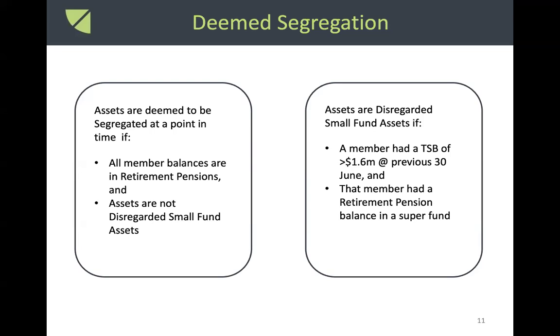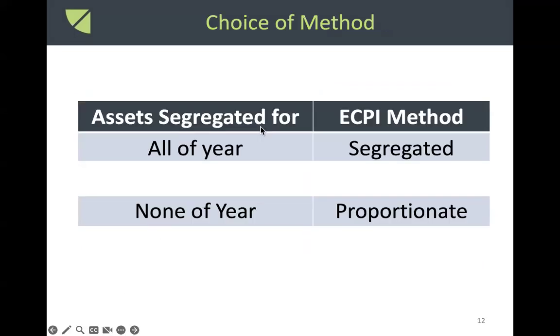Now, for all of the examples going forward, I'm going to assume that we don't have disregarded small fund assets. I'm going to assume that all the members, let's say, for example, have balances of less than $1.6 million, okay? So when we come to calculate ECPI, there are two different methods we can use.